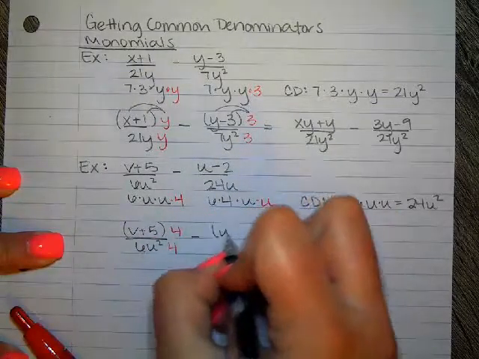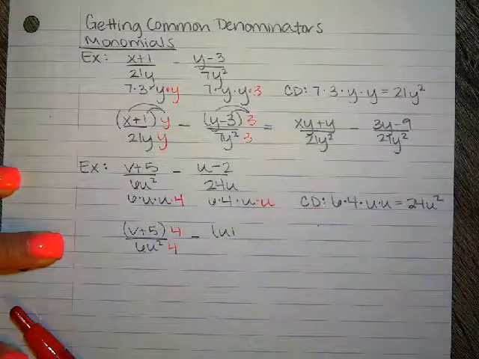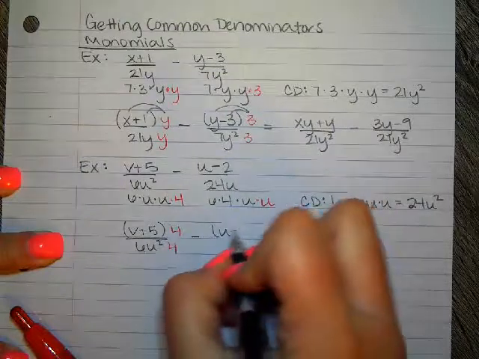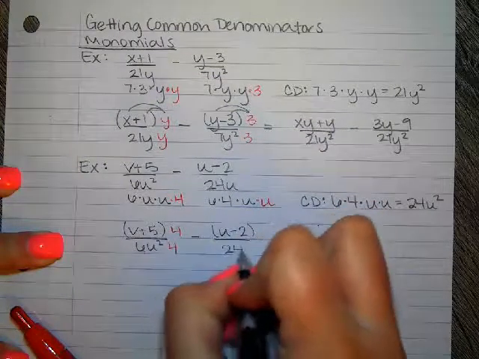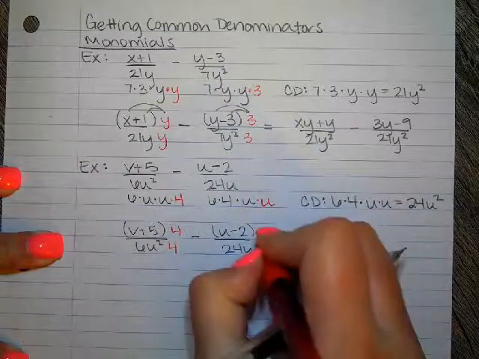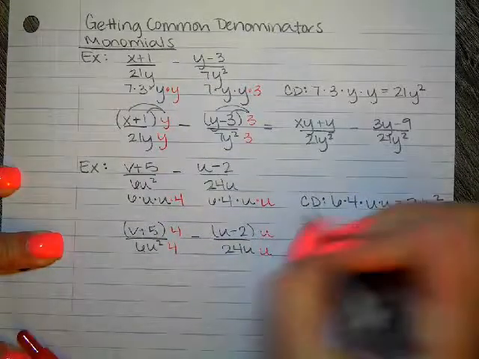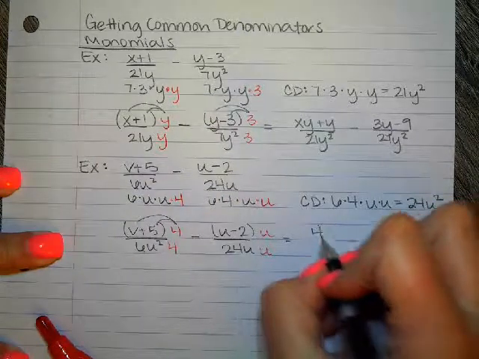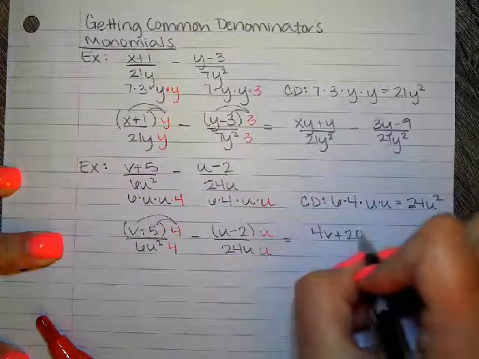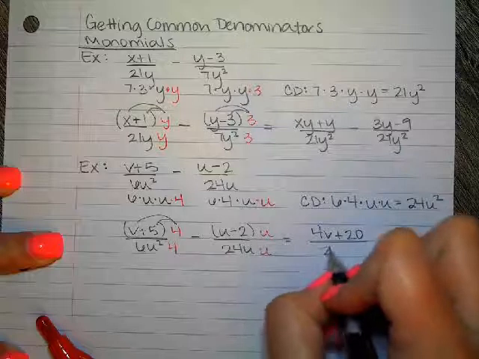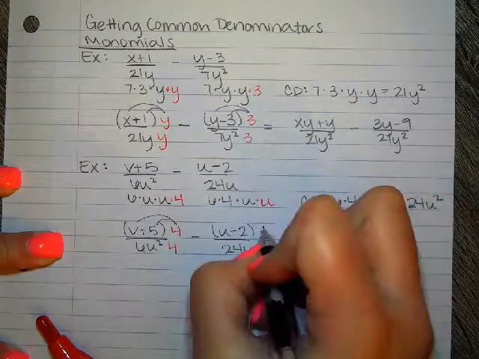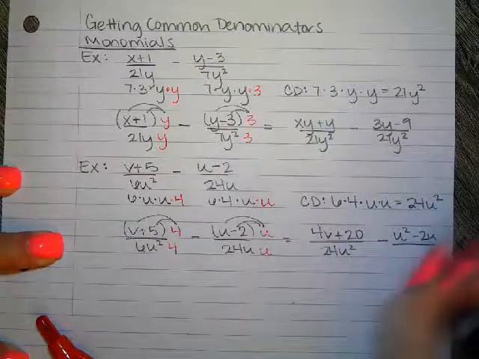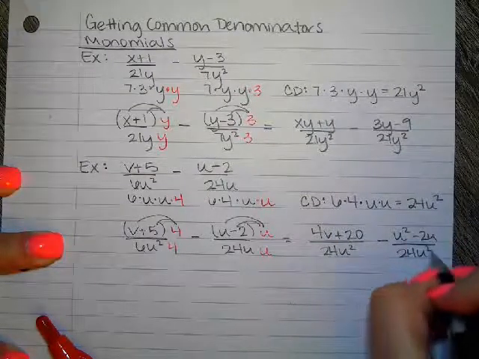And I've got u, not plus, minus, u minus 2 over 24u, and I'm multiplying that by u on the top and the bottom. And then I'll go ahead and distribute. I've got 4v plus 20 over 24u squared. u squared minus 2u over 24u squared, and I'm set.